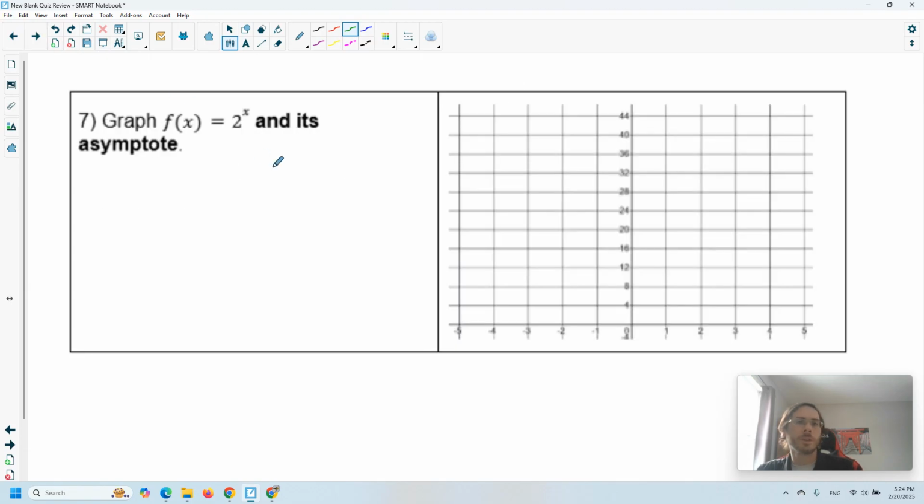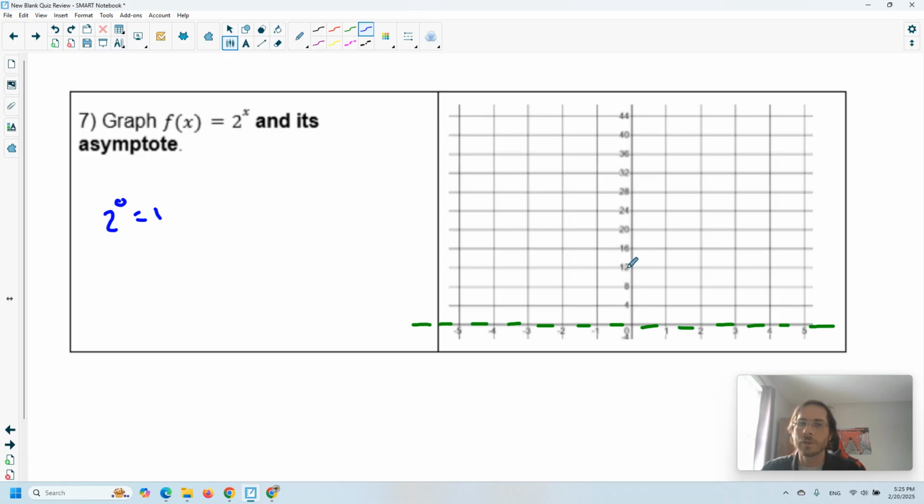All right, for 7, we have to graph f of x equals 2 to the x and its asymptote. So again, if we're going to graph our 2 to the x, our asymptote's just going to be hanging out at y equals 0. So I'm just going to throw the asymptote in right now. And if I'm going to graph 2 to the x, I'm just going to go ahead and pick some points. I would start with 2 to the 0 power, because anything to the 0 power is 1.